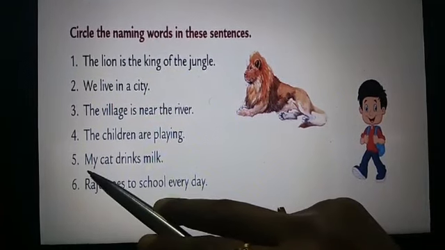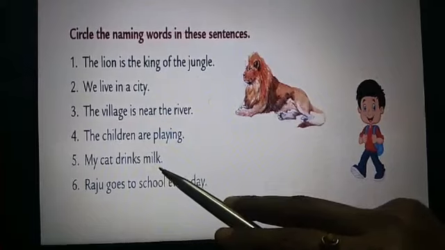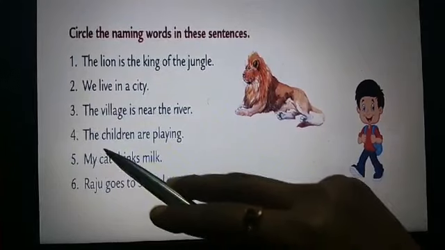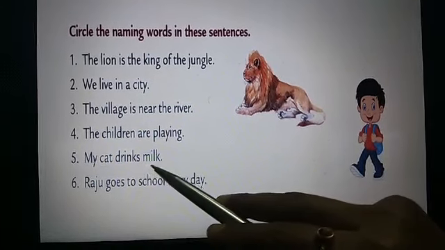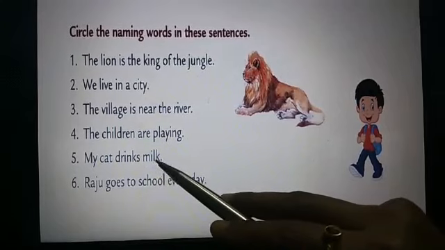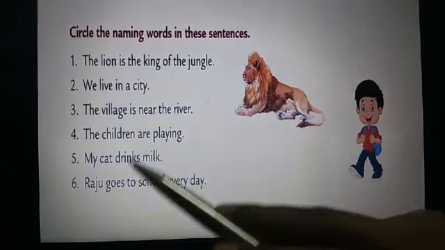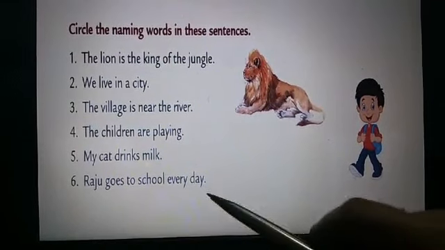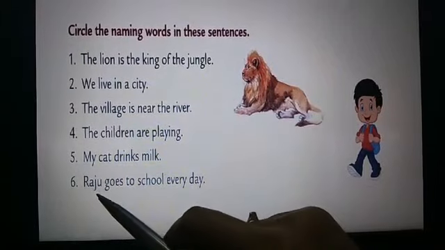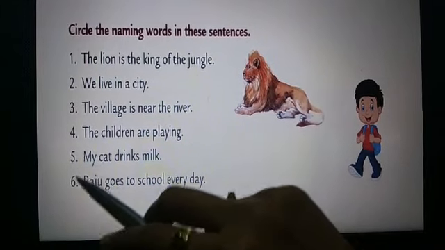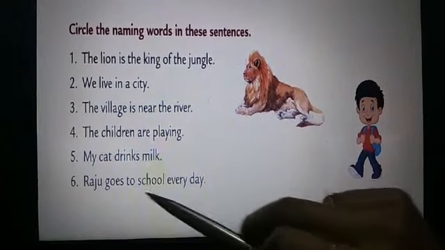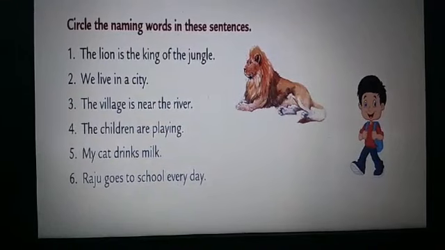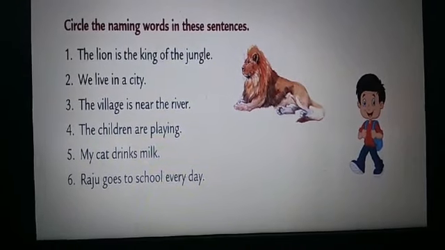Our fifth sentence is my cat drinks milk. Now here, as cat is an animal, so you have to circle the word cat, whereas the word milk. Milk will come under the column thing. Now let us see our sixth sentence. Raju goes to school every day. Here Raju is the name of a boy, so you have to circle it. Naming word for people and school, naming word for place. So students, let us see how you have to write it.